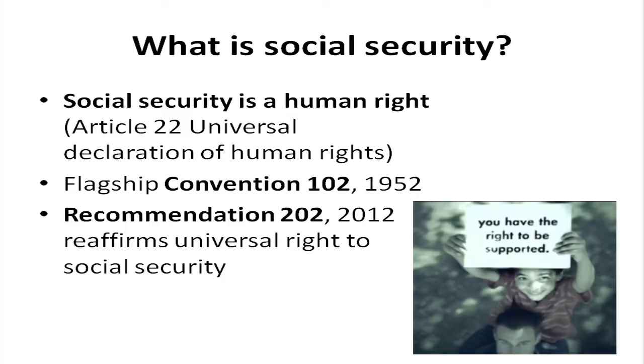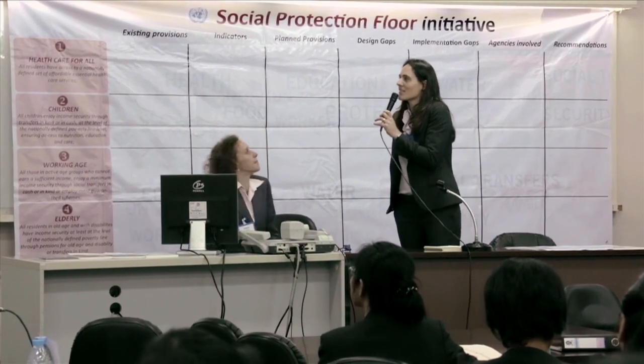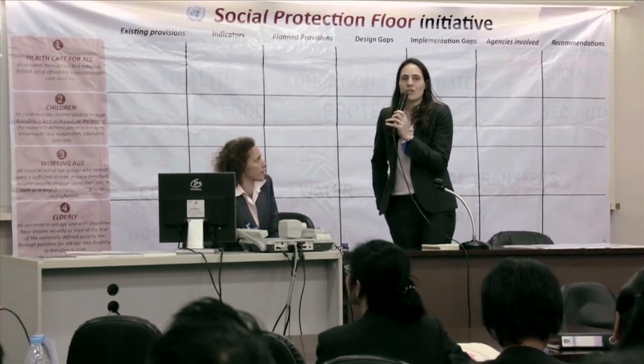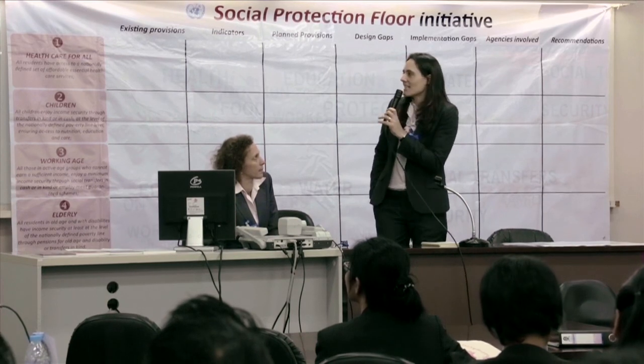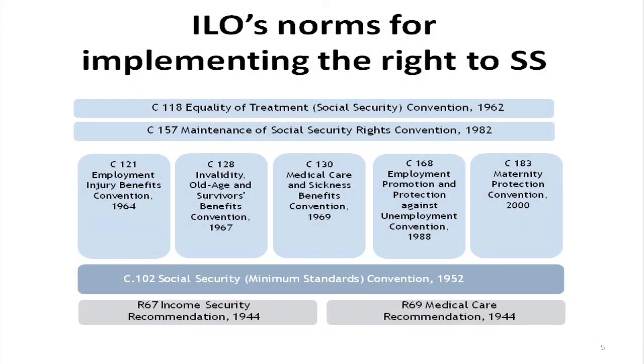In the Universal Declaration of Human Rights, right number 22 is the right of people to Social Security. The ILO provides for Social Security through its conventions and recommendations. We always invite our constituents to look also at the other convention related to the right to Social Security. As Valerie said, the 102 is a flagship convention, the long one, with its two recommendations on income security and also a recommendation on medical care.